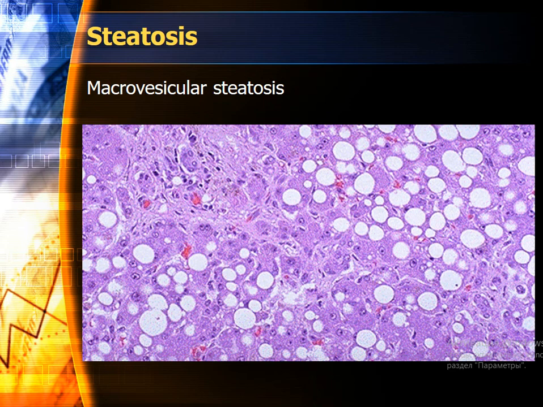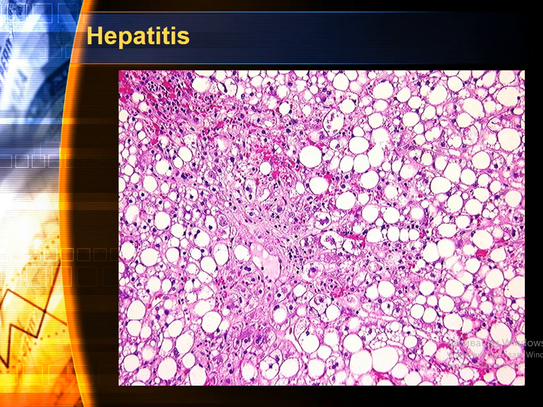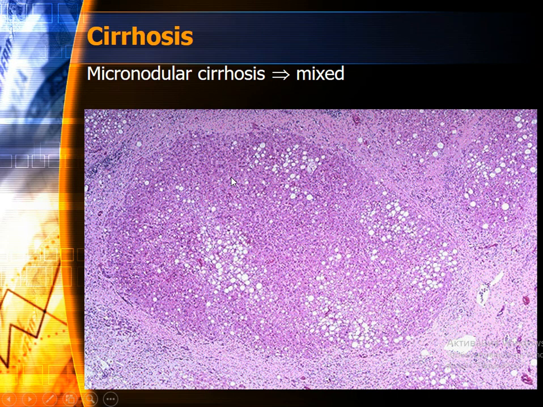We discussed all morphological features. I will just show you microscopic pictures in different forms of alcoholic liver disease. So the first is steatosis. We discussed with you that it predominantly represents macrovesicular steatosis, sometimes with areas of microvesicular steatosis. Hepatitis, again you see severe fatty degeneration of the liver with hydropic changes, Mallory's body formation, and inflammatory infiltration. And finally, micronodular cirrhosis occurs.